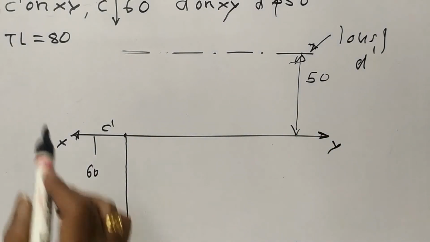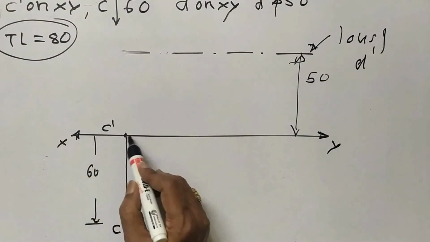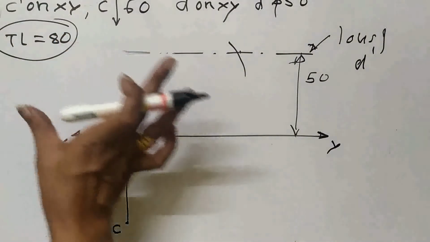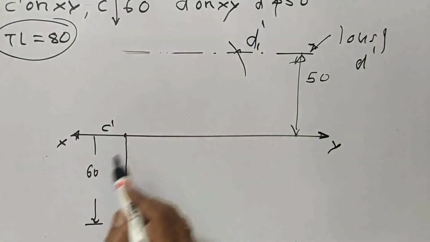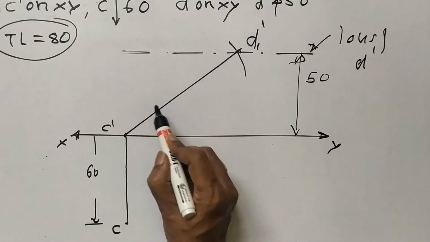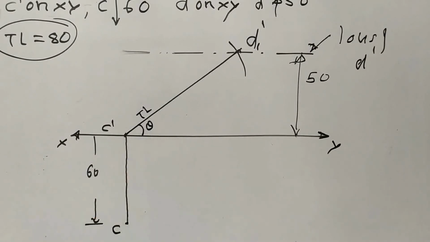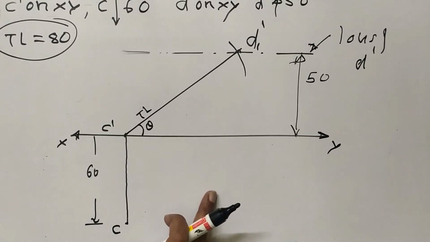Now I know the true length. So from C I will cut on the locus the true length. So I will take this distance in the compass and cut on the locus. I get D1 dash as the true length end point. So I will join this. So this is the true length and this angle is theta. Right? Now I know that I have to find D on XY, the plan length point.